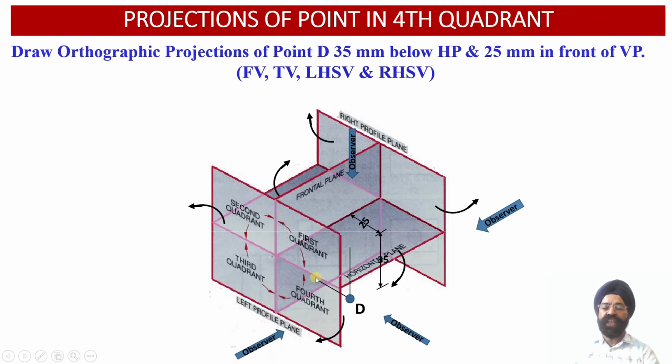Similarly, when the observer looks at this point D from the left hand side orientation, the left hand side view projection of this point D will be obtained on the right profile plane, and this right profile plane will in turn be rotated towards the right hand side. So we can conclude that the left hand side view projection will be available on the right side of the front view projection below the XY reference line.